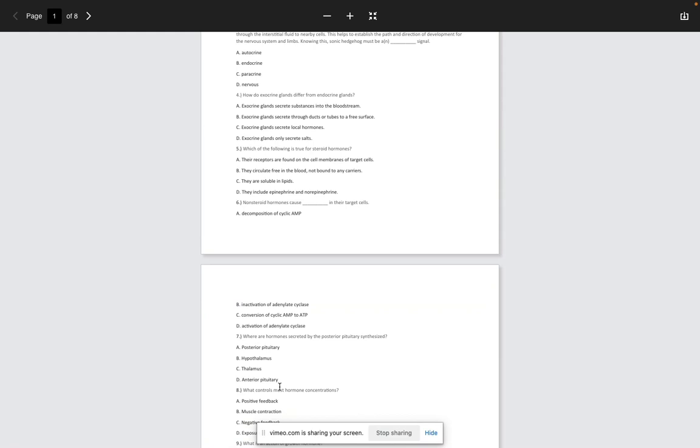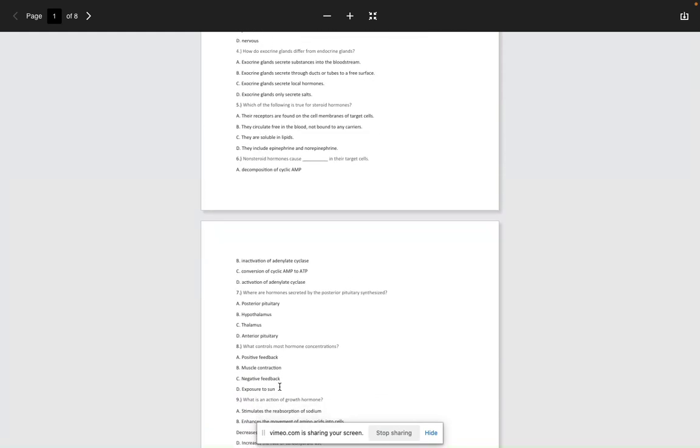What controls most hormone concentrations? By what mechanism does homeostasis exist within our bodies? I told you guys this. Negative feedback. That's exactly the answer. So most hormone concentrations are regulated by negative feedback. There's only 2 examples I can think of positive feedback. What's one of them? Oxytocin, and what's the other one we just discussed? The LH surge with ovulation. Those are the only two I can think of.